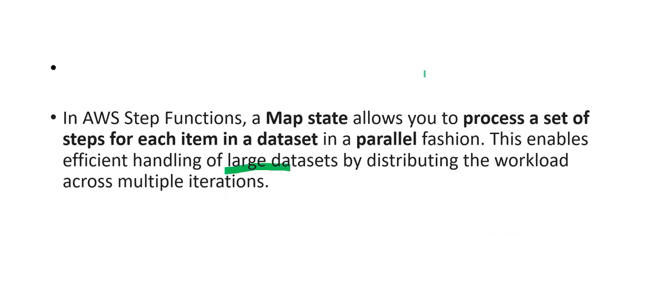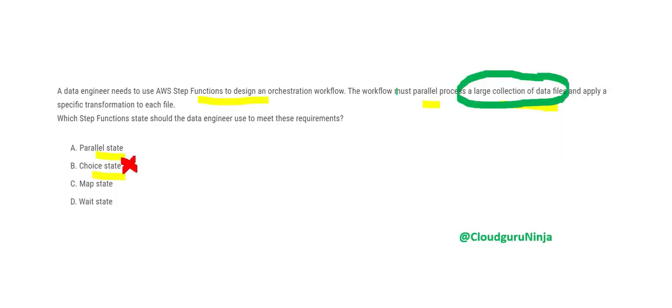Plus, it is saying they can do that in a parallel fashion. Does our question say we need some parallelism? Oh, yes, it definitely says so. It says it should be a parallel process. Hey, hooray, we got our answer. Map state is our answer. It is a perfect fit. But then, from a knowledge standpoint, let us look at wait state.